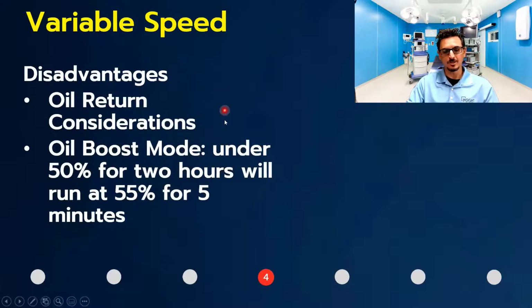Some of the other disadvantages, like we talked about with the oil return: if you change the velocity, you have oil return considerations. If you're running at extreme part load for a long time, the compressor actually has to go into what's called an oil boost mode, which is nice because it gets the oil back. What it does is it'll run the compressors at 55% for 5 minutes every 2 hours it is below 50% of the capacity. So, if you're trying to precisely control temperature and humidity, that could be an issue. It's something to look at, and it could actually cause your coil to freeze up at low load conditions.